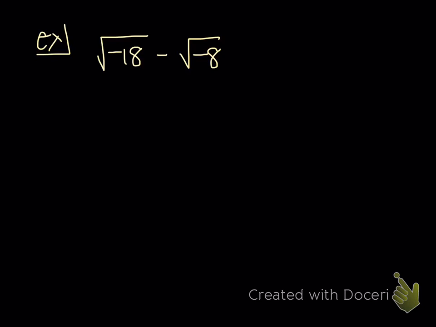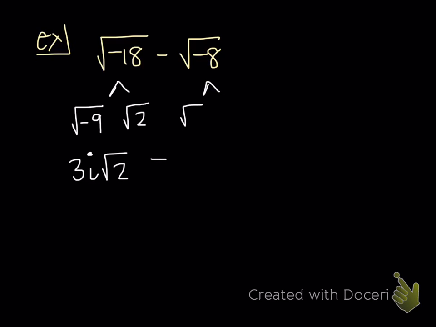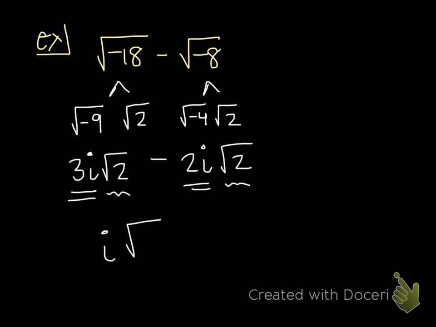So here we need to simplify both of these square roots first. So the square root of negative 18 can break down to be the square root of negative 9 and the square root of 2. And the square root of negative 9 will give me 3i root 2, minus the square root of negative 8, which can break down to be the square root of negative 4 and root 2. So the square root of negative 4 is 2i, and that root 2 stays. And because these both have a root 2, they're considered like terms, so I can combine the outsides. So 3i minus 2i will leave me with 1i root 2.